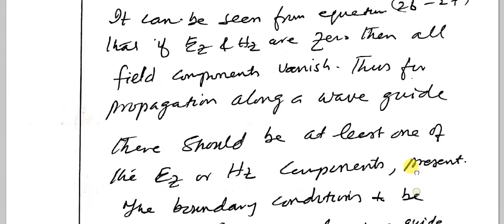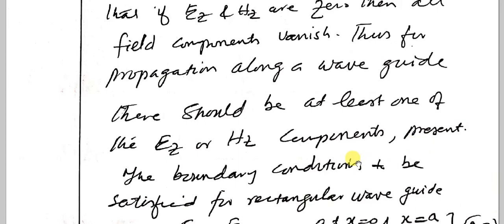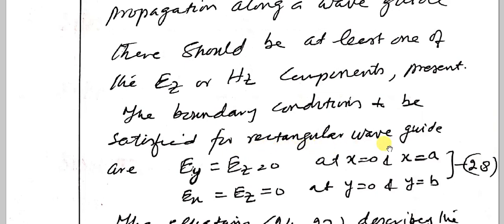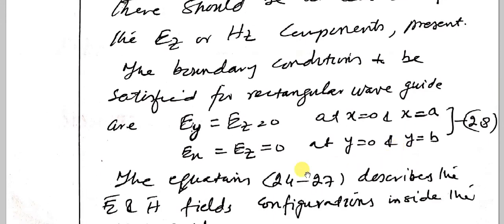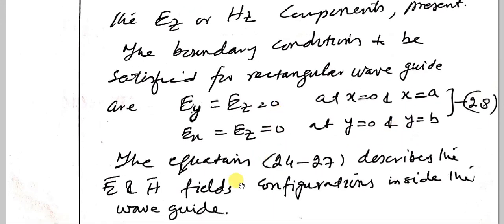that the wave can propagate. So the boundary conditions to be satisfied for the rectangular waveguide are Ey is equal to Ez is equal to 0 at x is equal to 0 and at x is equal to a, and Ex is equal to 0, Ez is equal to 0 at y is equal to 0 and y is equal to b. Similarly, the similar conditions hold for the H as well. Thus equations 24 to 27 describe the field configuration inside the waveguide.